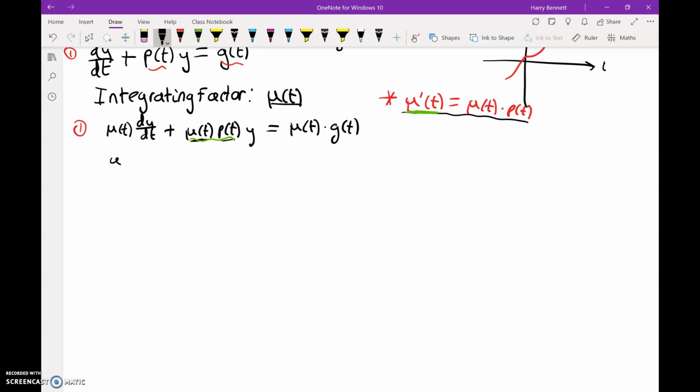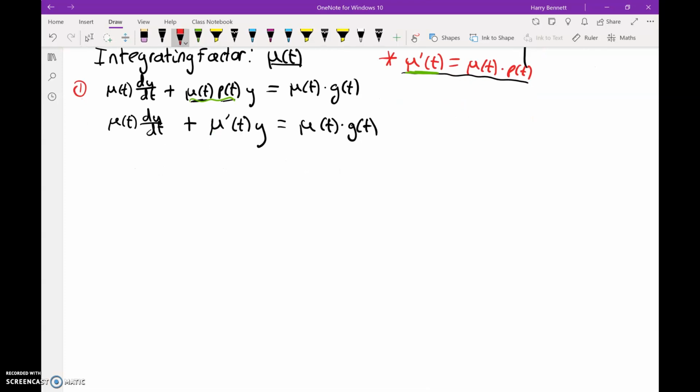So this is the same as mu of t times dy by dt plus, now we're going to substitute in mu prime of t times y, and this is equal to mu of t times g of t. Okay, so all we've done is we've taken this over here and we've substituted it in here. Okay, now what we're going to do is, now we substitute this thing in.